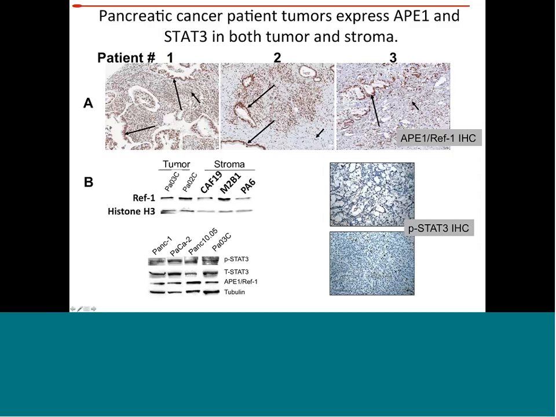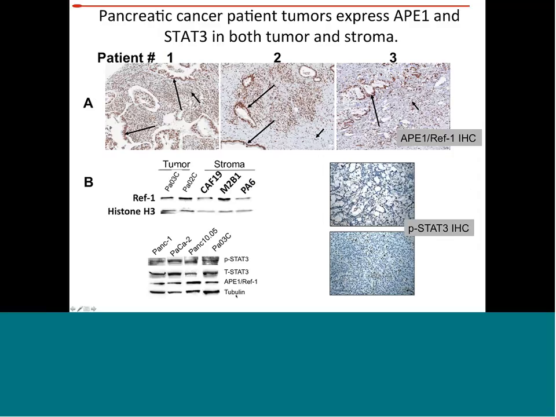The pictures here are phosphorylated STAT3, and you can see the brown again. It shows that there is activated STAT3 in these tumors. These are actually patient tumors that were put into immunodeficient mice. So they're human pancreatic patient tumors that were taken from mice.